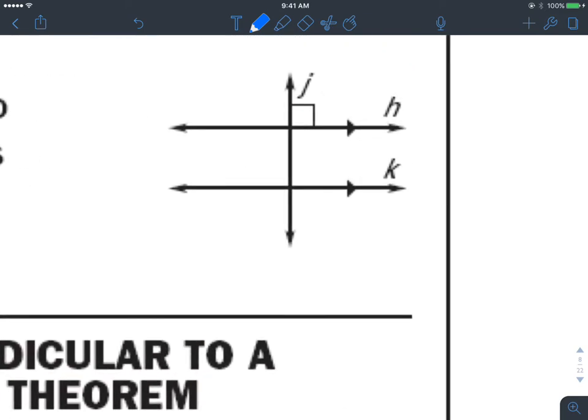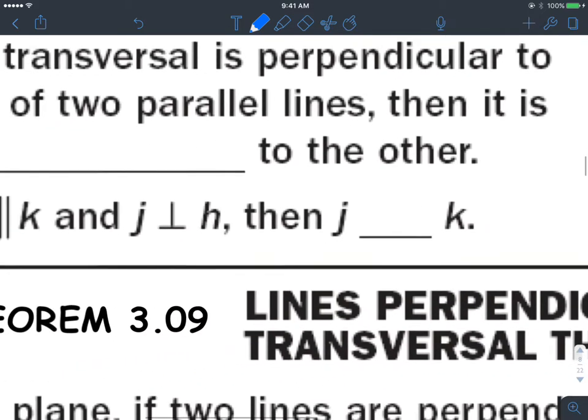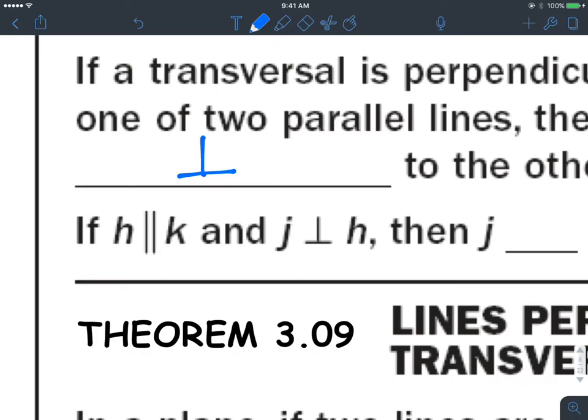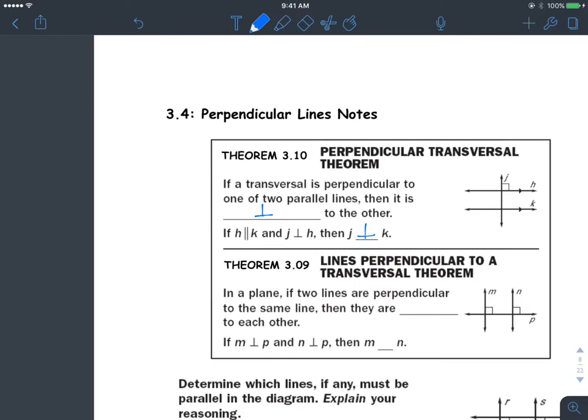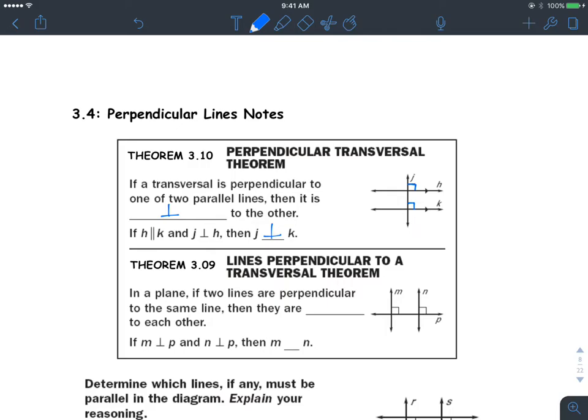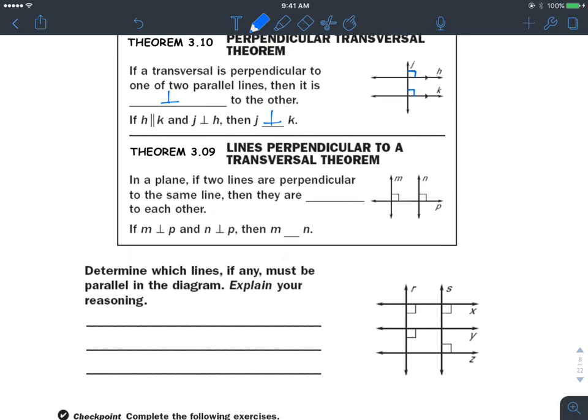So check this out. Since we have corresponding angles theorem right there, and those are parallel lines, we can say J is also going to be perpendicular to K. That's just extending your corresponding angles theorem, or really any of the main theorems that we talked about in the last two lessons. They'll be perpendicular to the same line. So if one's perpendicular, the other one's got to be perpendicular if the lines are parallel.